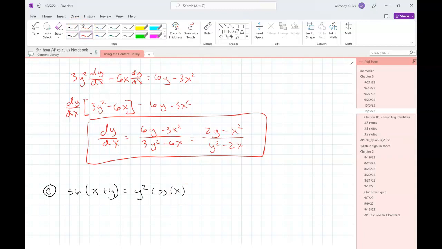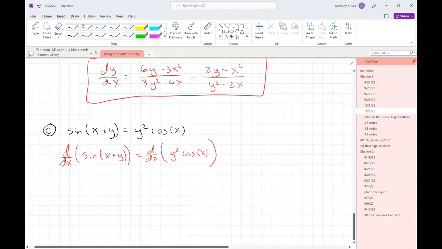How about this guy? Sine of x plus y equals y squared cosine x. So again, we're looking to find dy dx, so we'll take the derivative of both sides. To take the derivative with respect to x of sine of x plus y, what do we need to use? Chain rule. Okay, what's the outer function?